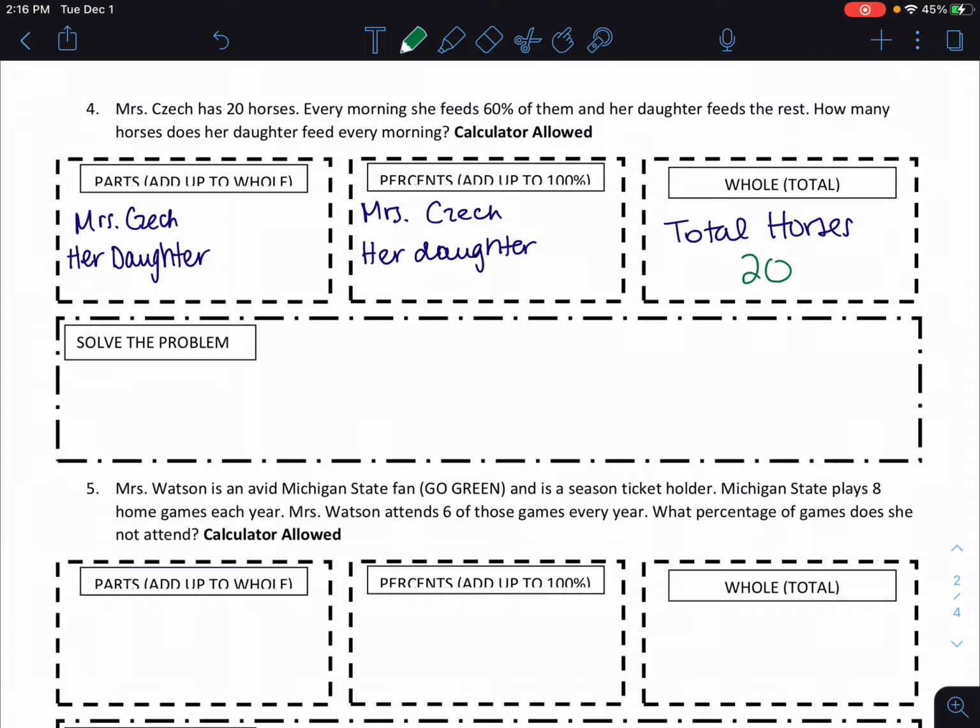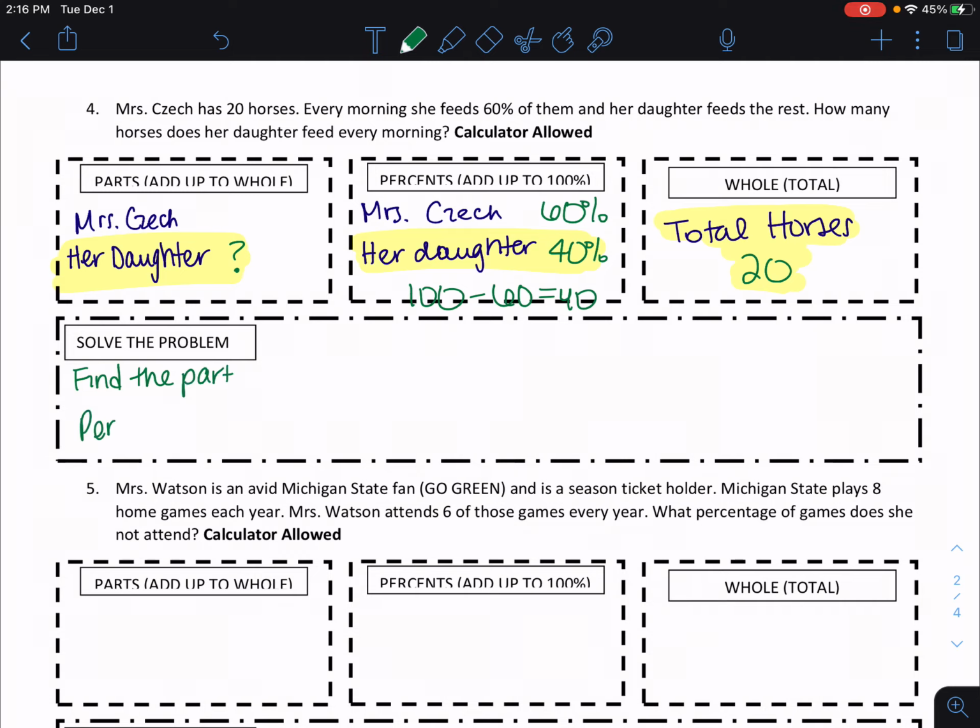Every morning she feeds 60%. That means that her daughter feeds 40% because 100 minus 60 equals 40. How many horses does her daughter feed every morning? So the first thing I'm going to highlight is my question mark because I'm trying to find how much her daughter feeds. Well, if I highlight her daughter, then I have to highlight her daughter in the next box. And then I have to use my whole because it's the only thing in that box. Again, I'm finding the part.